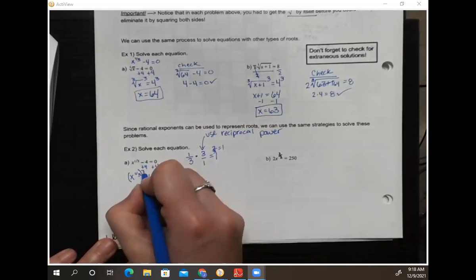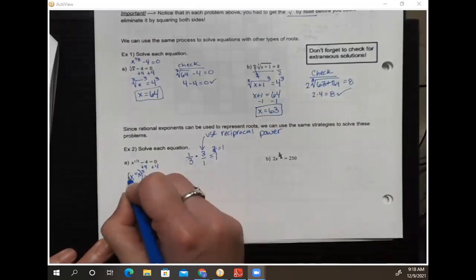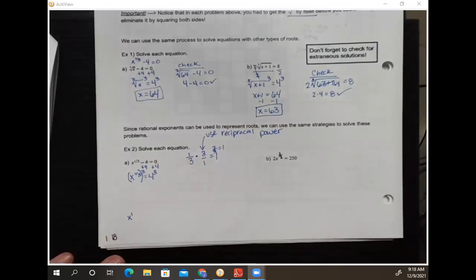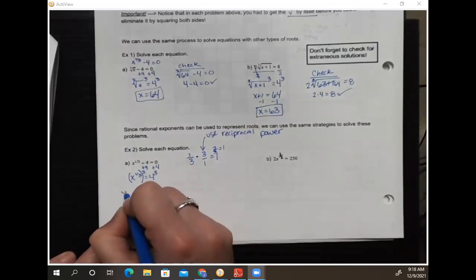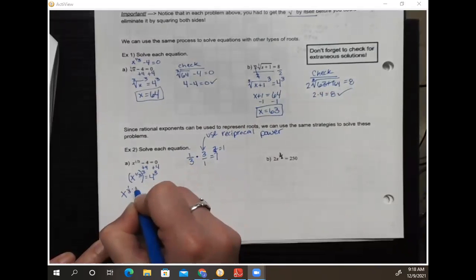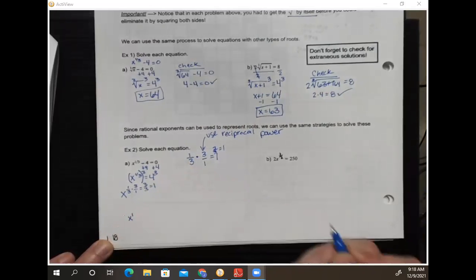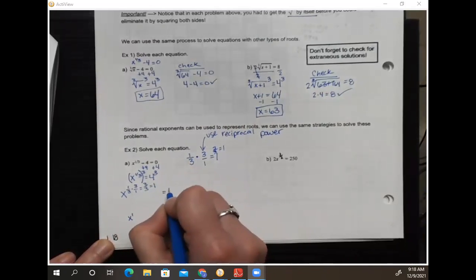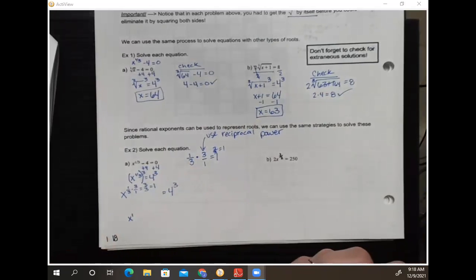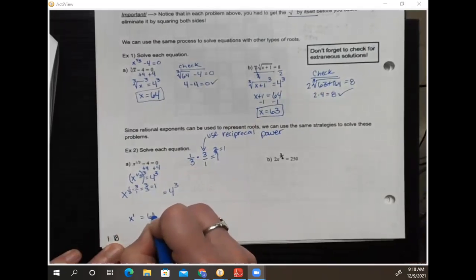So I'm going to raise this to the 3rd power. And whatever I do to this side, I have to do to this side as well. When I have power to a power here, I've got 1/3 times 3/1. That's 3/3, which is just 1. And then that equals 4 to the 3rd power. Well, 4 to the 3rd power is 64.